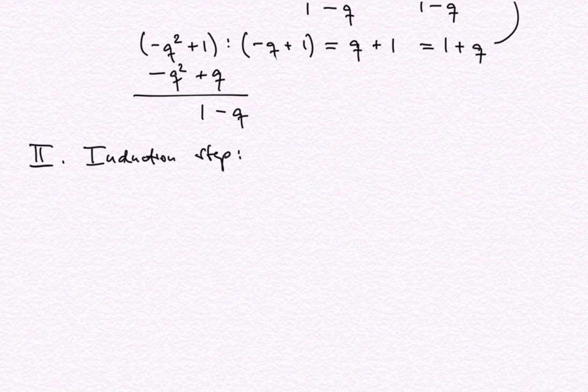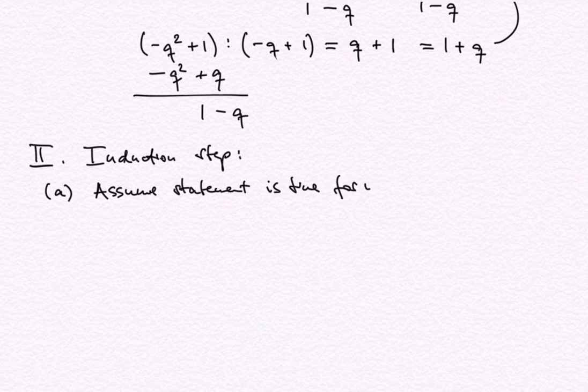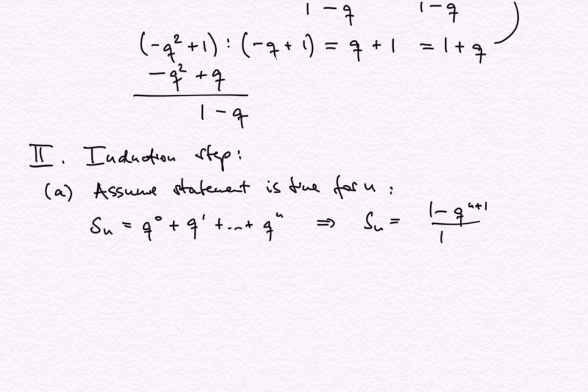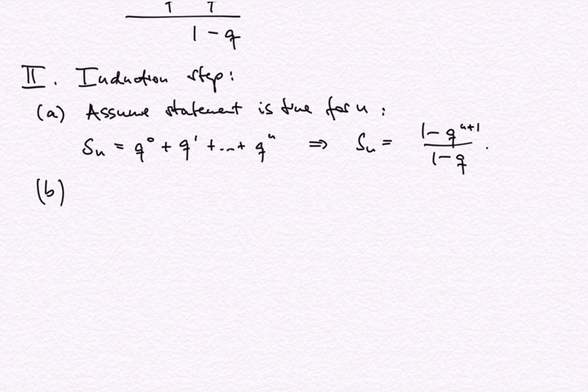So if you will, you can break this induction step up into two, because you first assume that the statement is true for n. So this means that Sn, which is the sum over q to the 0 plus q to the 1 plus and so on plus q to the n, implies that Sn is equal to 1 minus q to the n plus 1 divided by 1 minus q. And now, that's the assumption part, and it's the part that doesn't require any work. Now comes the part that requires work.